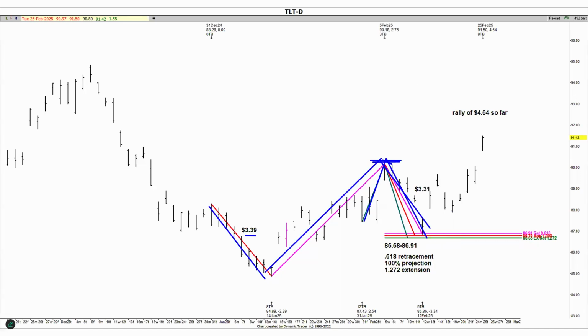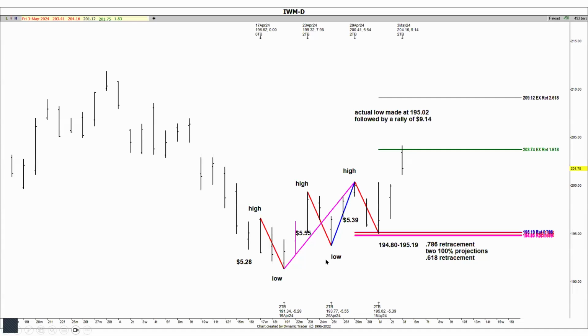So we basically had a cluster from these three different price relationships that came in between 86.68 to 91. It hit, it held, it triggered, and you can see how these two swings are similar. That's the symmetry. And so far we've seen a rally of $4.64 off of this area of support.